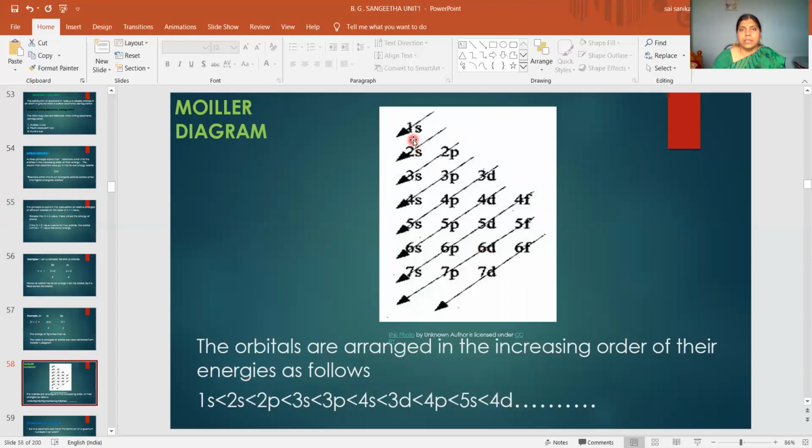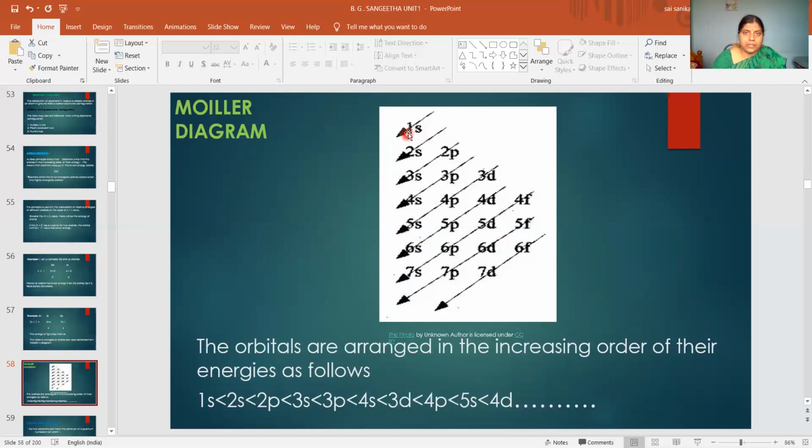So here 1s, 2s, 2p, 3s, 3p, 3d, 4s, 4p, 4d, 4f, 5s, 5p, 5d, 5f, 6s, 6p, 6d, 6f, 7s, 7p, 7d. Then after writing like this, you draw the arrows like this: 1s, 2s, 2p, 3s, 3p, 4s, 3d, 4p, 5s, 4d, 5p, 6s. Like this, you draw the arrows.